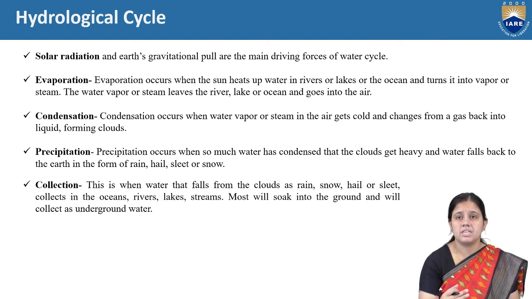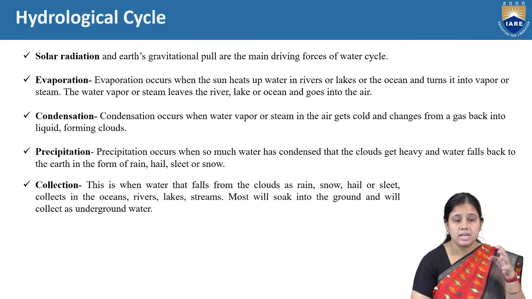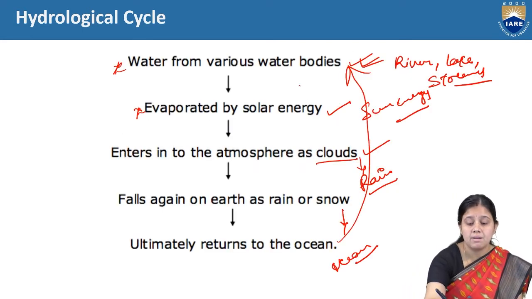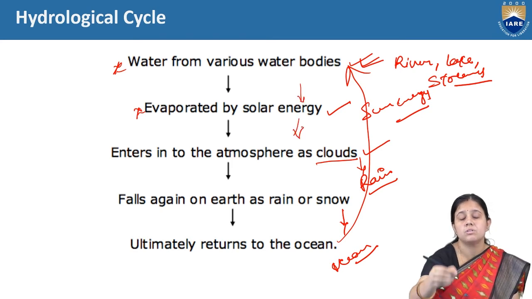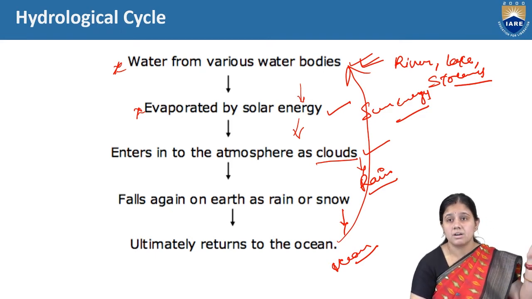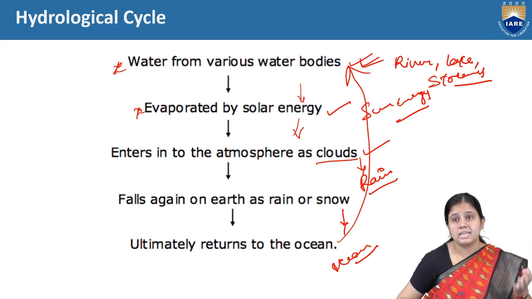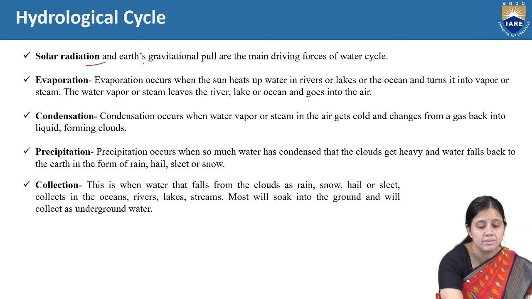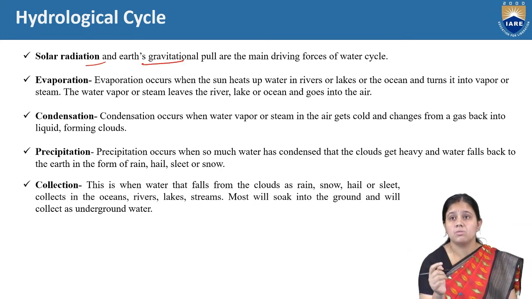With the help of gravitational force and solar radiation, water can move from one form to another form. First, solar radiation: with the help of solar radiation, water gets converted into vapor, and with the help of gravitational force, the water comes down from clouds. Rain comes from clouds to the earth's surface. So solar radiation and the earth's gravitational pull are the main forces for the water cycle.